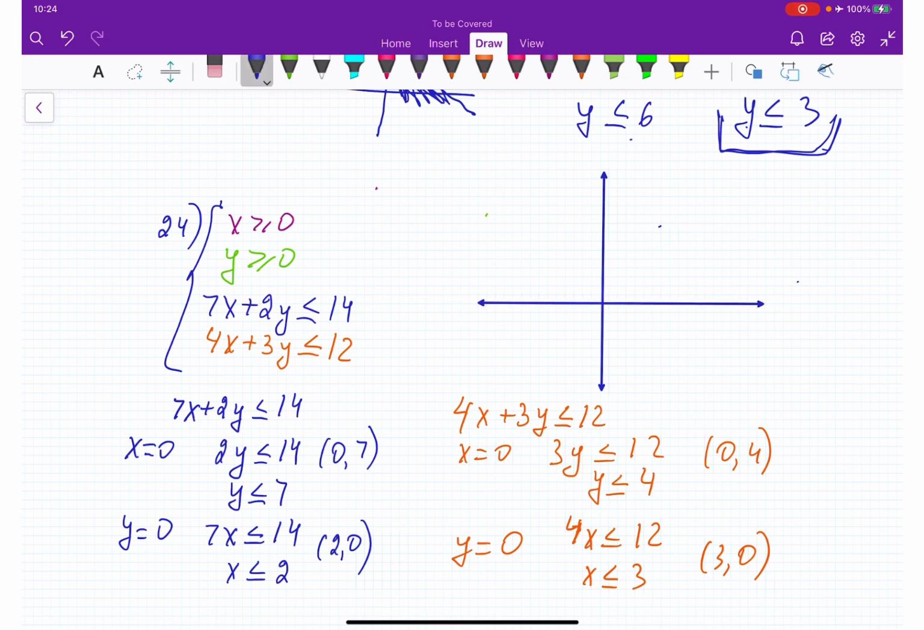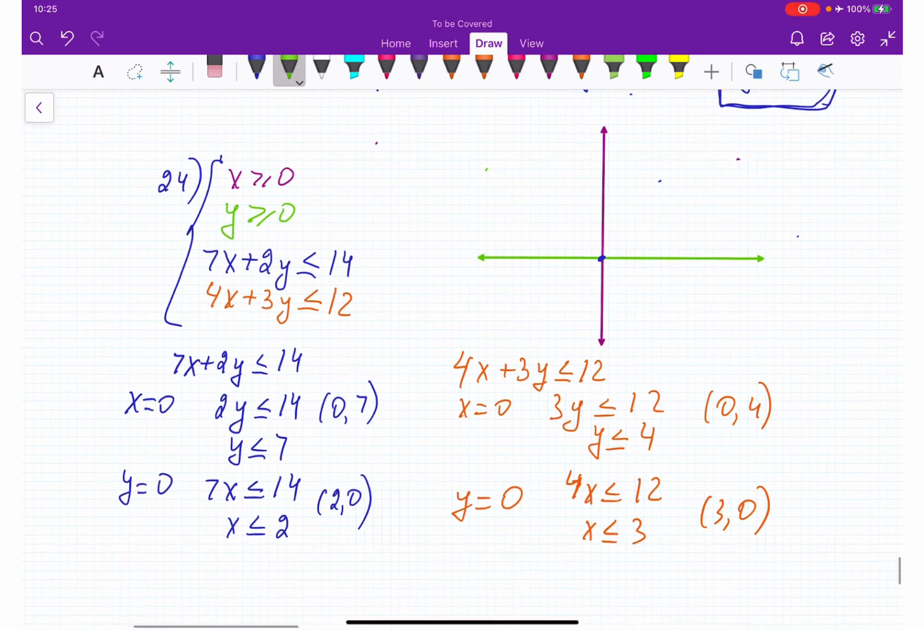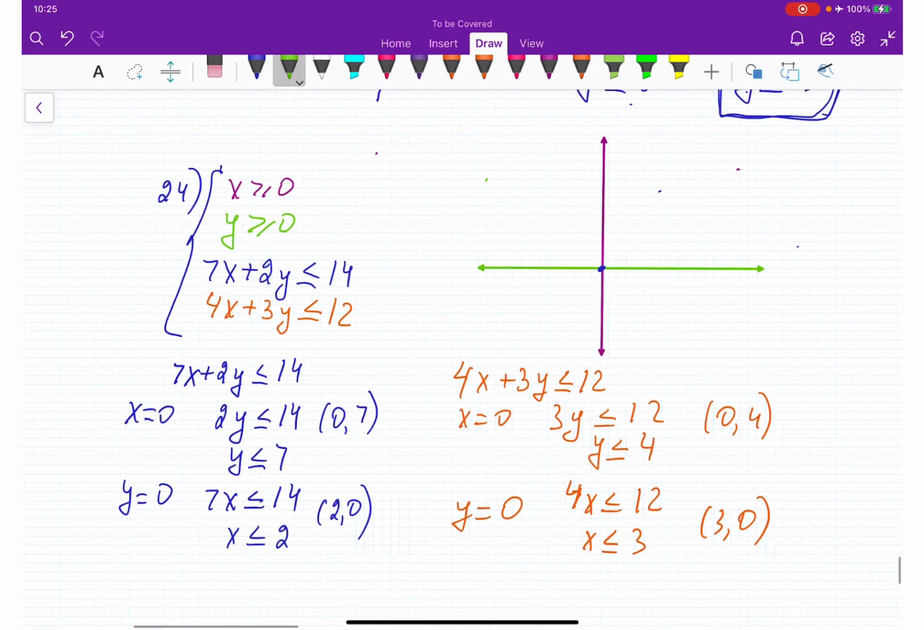So, first one, x greater than 0. Where is it going to be? Right here. This is our x greater than 0. Did I pick the thickest one? Yes. It's greater than 0. Now, y greater than 0, my x-axis is going to be y greater than 0, right? This is going to be y greater than 0. Okay? All right?